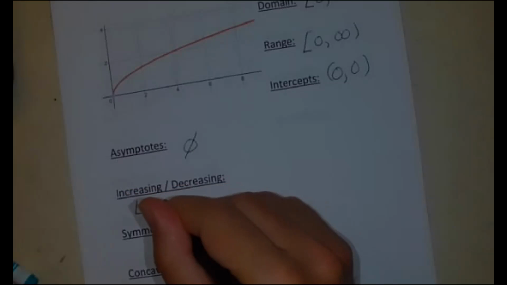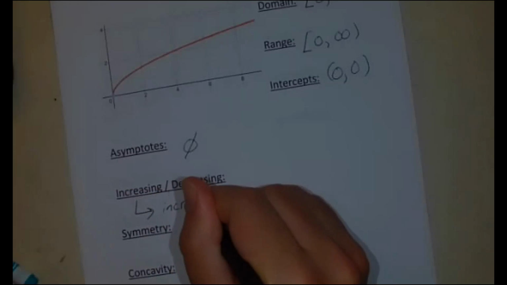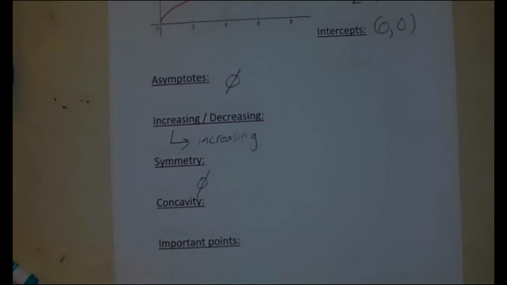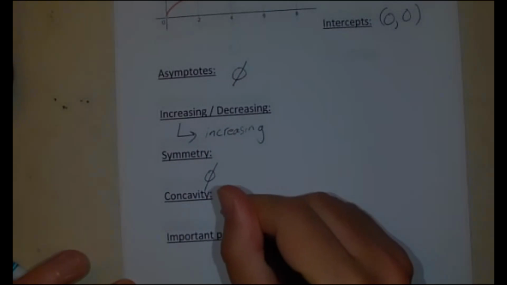It is always increasing, although it is getting less and less steep. It certainly is always going uphill. This one has no symmetry. There is no line I could draw and reflect it over and have the same graph. There is not a whole lot going on there with symmetry. Concavity, it is concave down, as in if I were to flip it upside down, then water would continue to run, but it would never run out.